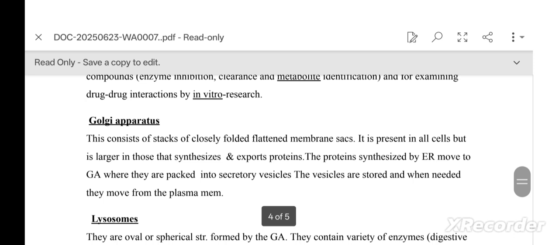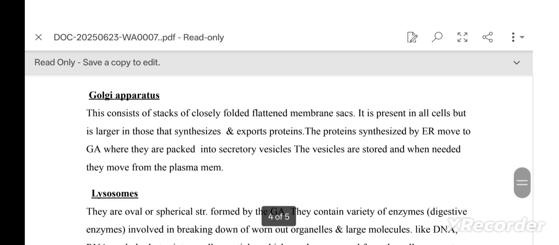Now the Golgi apparatus. The Golgi apparatus consists of sacs of closely folded, flattened membrane. It is present in all cells but is larger in those that synthesize and export protein. The proteins synthesized by the endoplasmic reticulum move to the Golgi apparatus, where they are packed into secretory vesicles. The vesicles are stored and, when needed, they move to the plasma membrane.